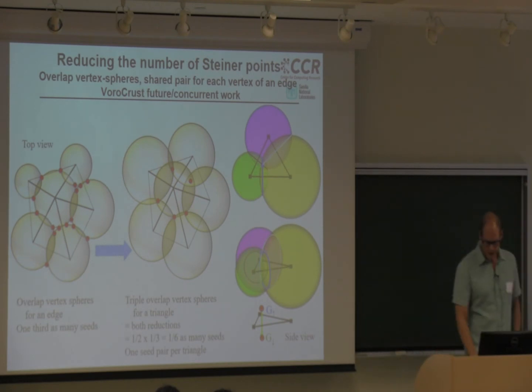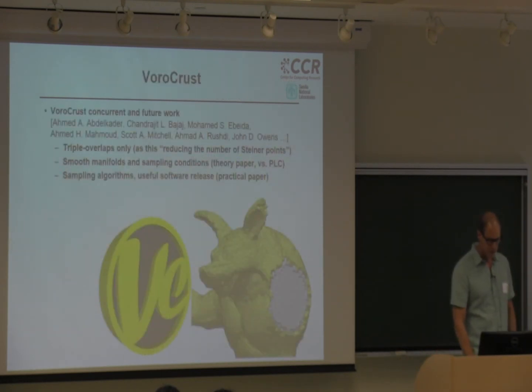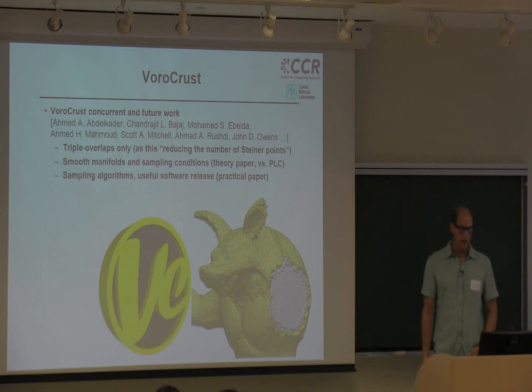And it's that last thing that is really what we're working on as a practical expression of this idea. We just have those triple intersections, and so the paper is about how do you sample a smooth manifold, and how big do you make the vertex spheres so that all you have are these triple intersections.